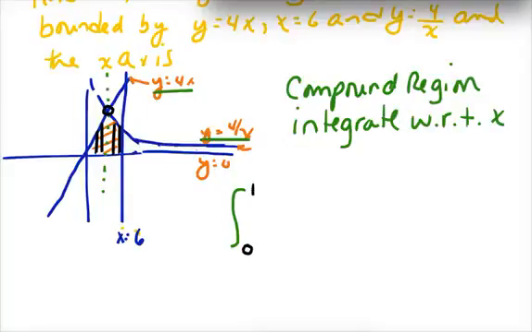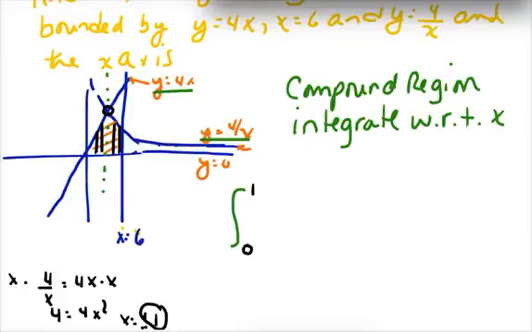You can figure that out by setting 4x equal to 4 over x. Times both sides by x, and you're left with 4 equals 4x squared. And that's going to yield x is equal to plus or minus 1. We're in the first quadrant, so we're going to look at 1.